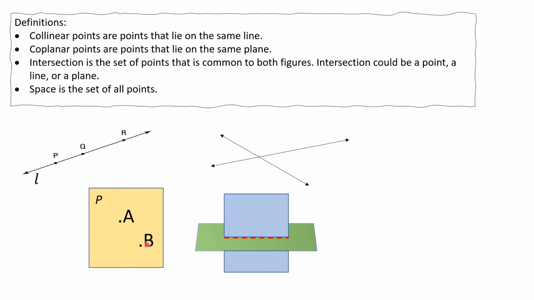So, we call them collinear points, point A and point B. Next, the intersection is the set of points that is common to both figures. Intersection could be a point, a line, or a plane.